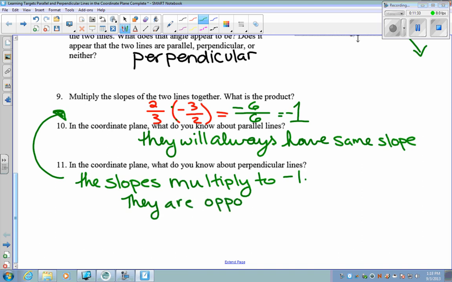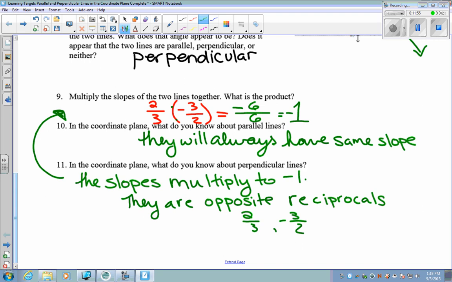Opposite meaning flip the sign. If one was positive, the other's negative, vice versa. Reciprocals meaning the numbers flip-flop each other. The fraction flips. So our example is if one is 2/3, the other is negative because it's the opposite sign, and then the 3 and the 2 flip places.